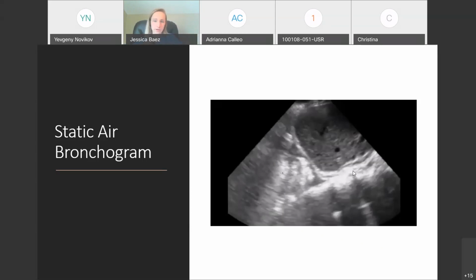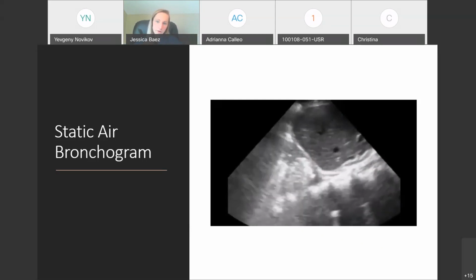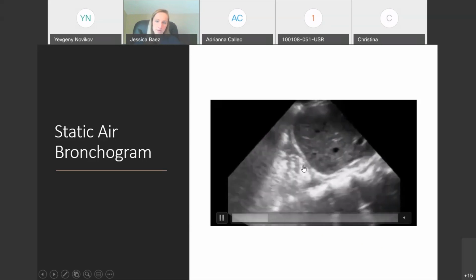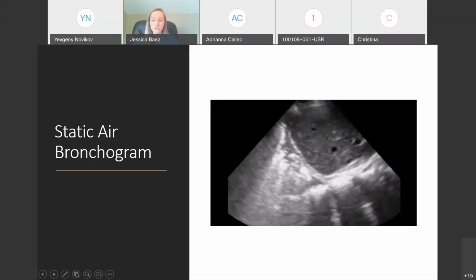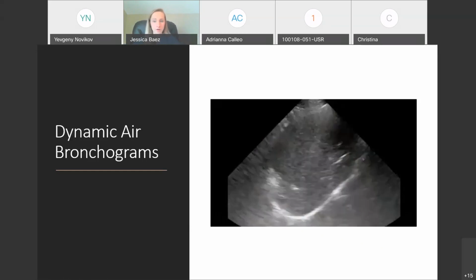So here's just the video of that. These are the air bronchograms there. They're just static with the patient's respiration. In contrast, dynamic air bronchograms are going to move in and out as the patient breathes. So this is actually all consolidated lung tissue. Kind of looks like liver. This is also hepatization of the lung tissue. Nasty looking pneumonia. And play the video.